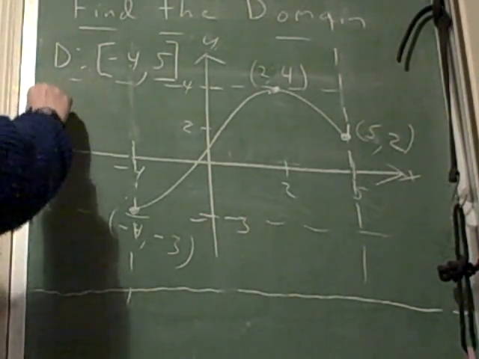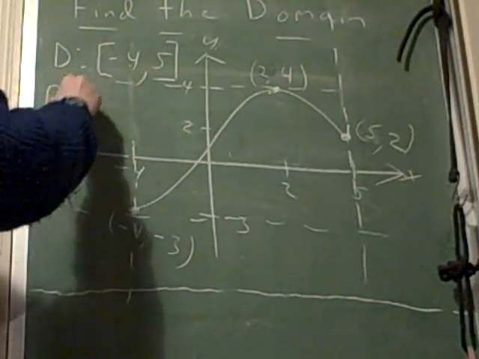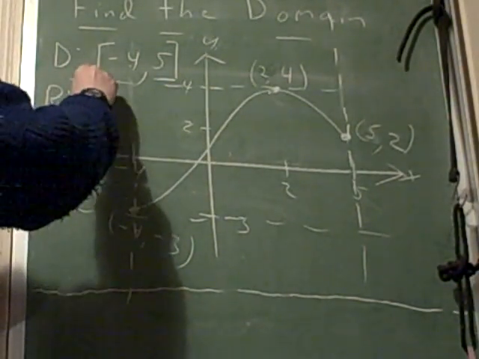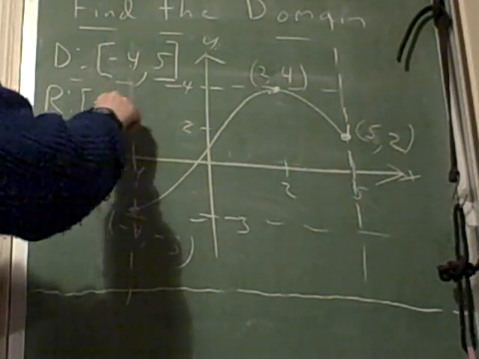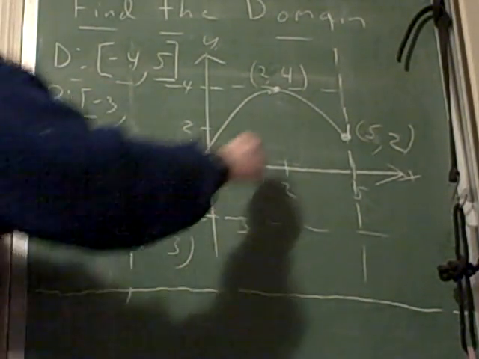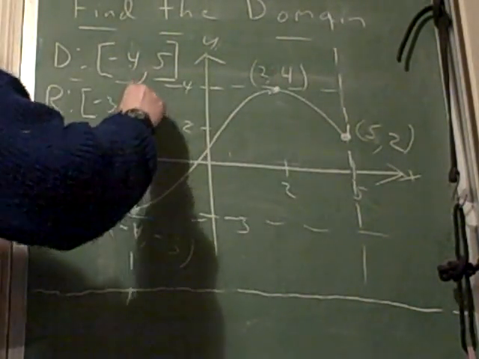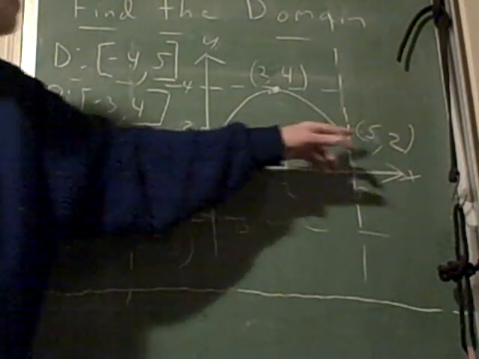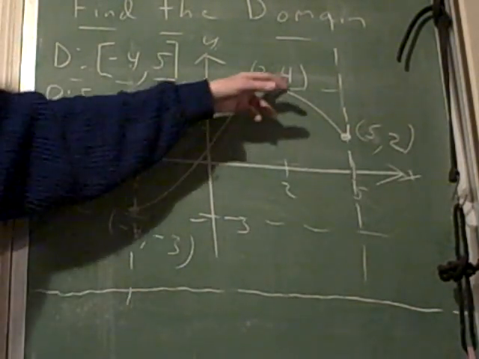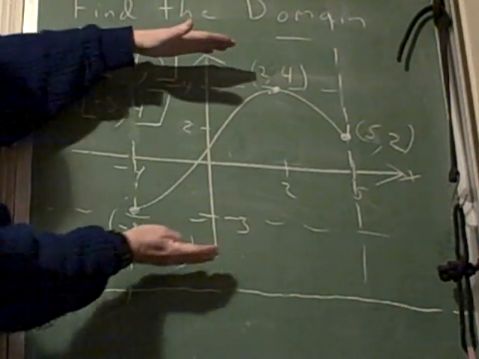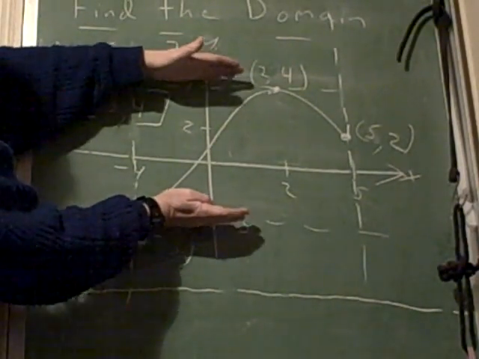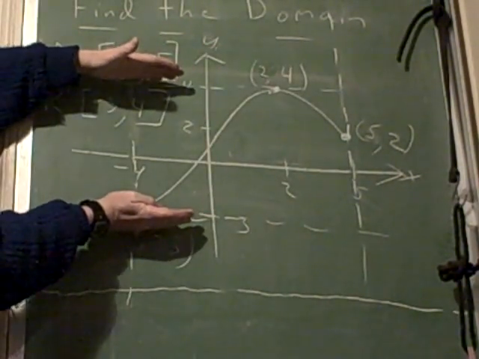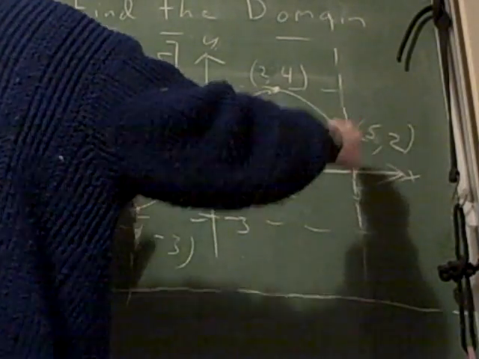So my range, R, is, and it includes -3, doesn't it? -3 and y value of 4. That's the biggest y value I'm going to have. I got another y value at the end here, but it's 2. See, so this is the highest y value. Notice the graph is contained within these two horizontal lines. That's domain, and this is range.